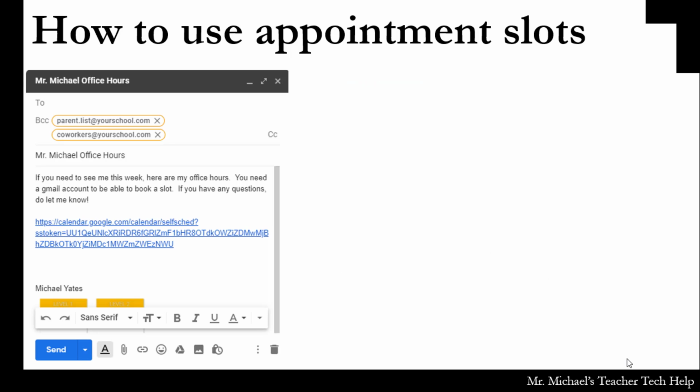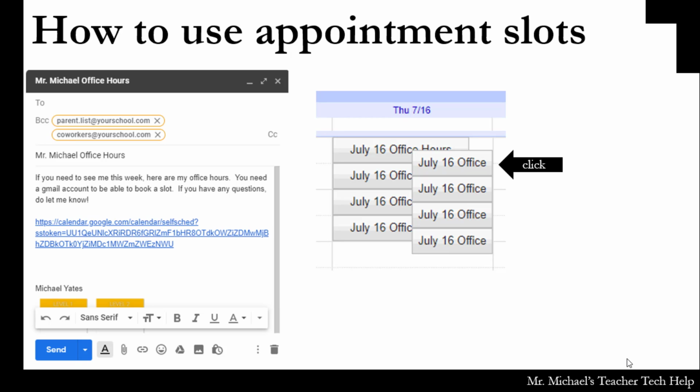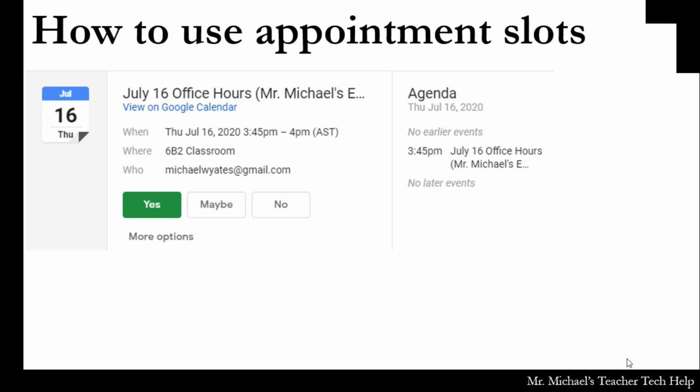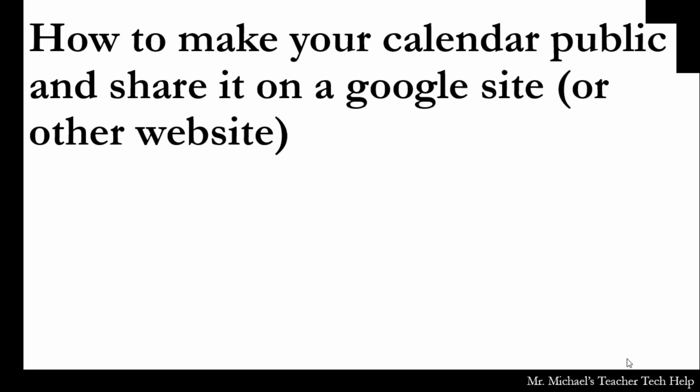So these are my office hours. Click on this link. People will need a Gmail account in order to book the time. And notice the BCC there would be the lists. I did not put them in the To field. This is what the person will see when they scroll to July 16th. They click on that. They say what they want to do. They click save. And now I get a confirmation in my calendar. It is that simple and that useful.